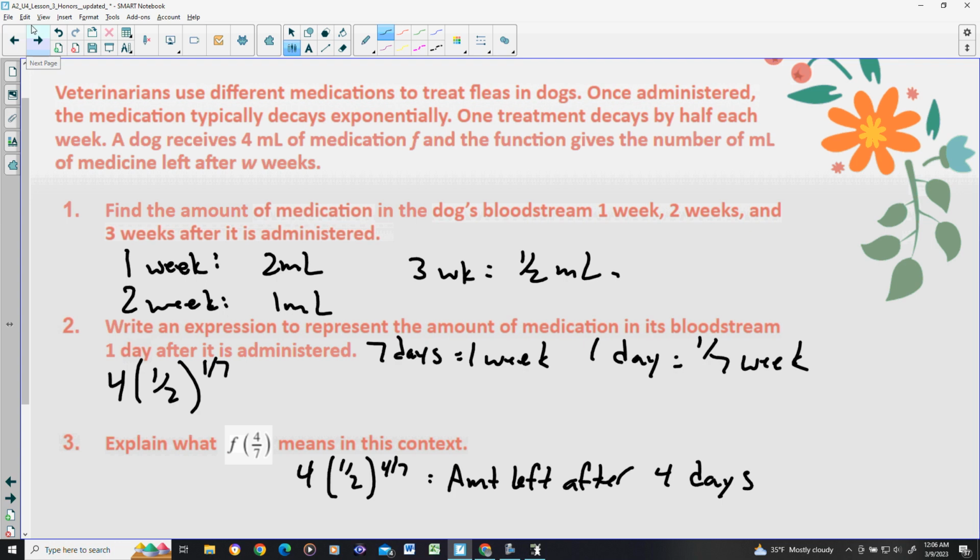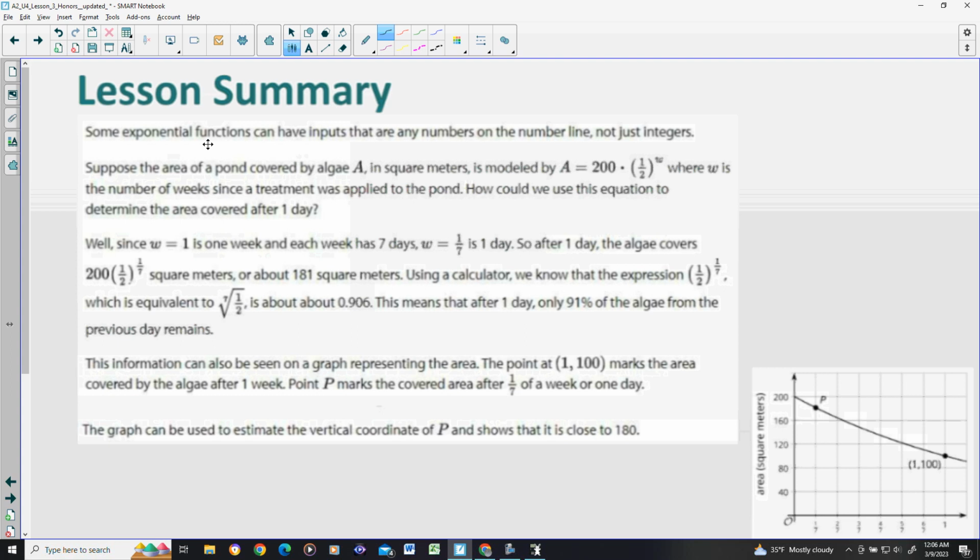All right, guys, I think I'm going to leave it off here. We did a couple example problems. Here's my lesson summary. This kind of goes over a little bit of the summary there.